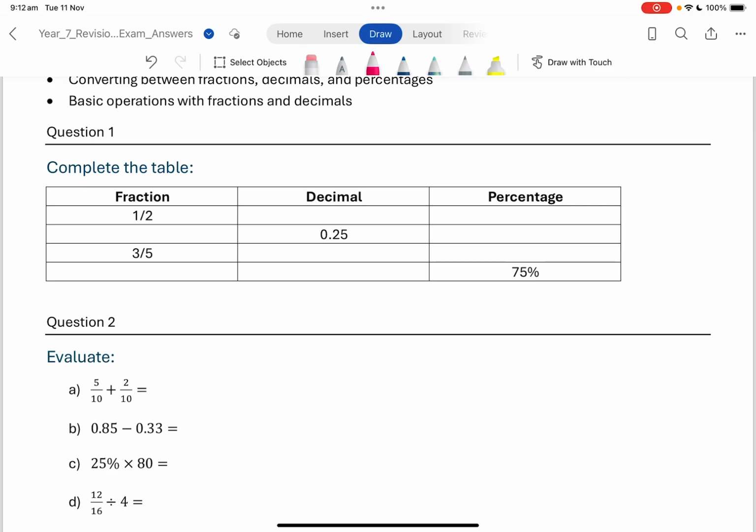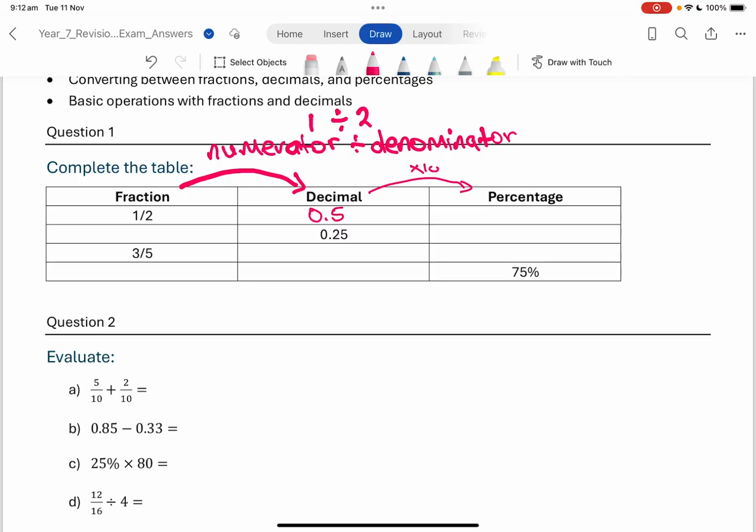As you guys may remember, to get from a fraction to a decimal, we need to divide the numerator by the denominator. So in this case, that's going to be 1 divided by 2. And if you split 1 up into 2 pieces, you get 0.5. And then converting from a decimal to a percentage, we multiply by 100, so we get 50%, okay?